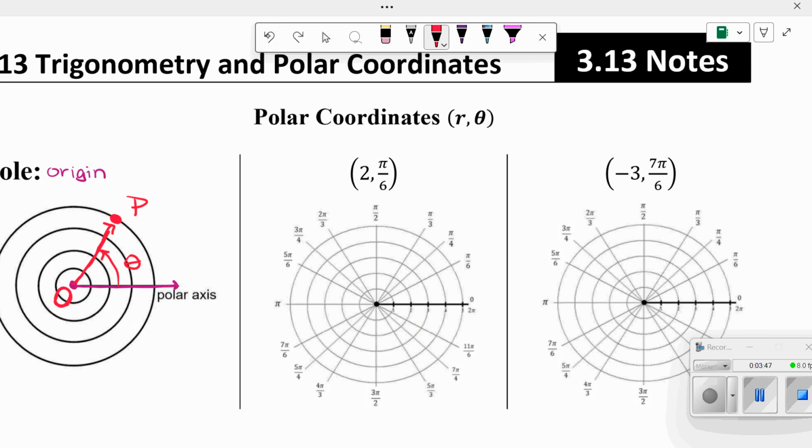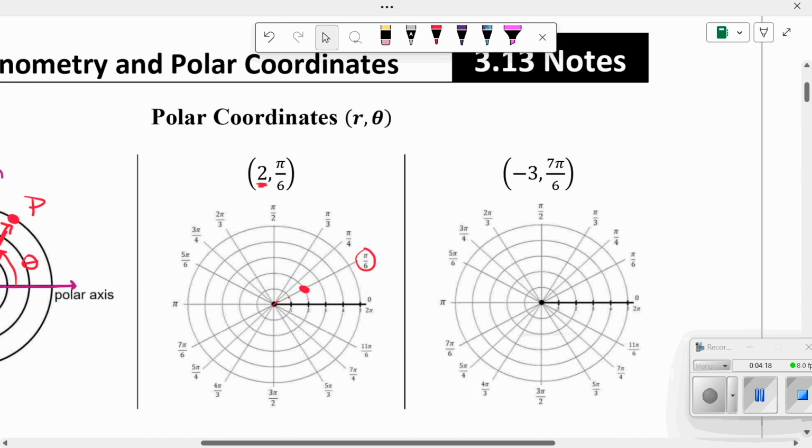And we're wanting to plot the point 2 comma pi over 6. So when you get ready to do this, the way that I usually do this is I try to figure out where is my location first. So where is pi over 6? So I locate pi over 6, which is right here. And then my radius is positive. So I start at the pole and I count out 2. So I go out 1, 2. So right here is my point. That is our point for that location.